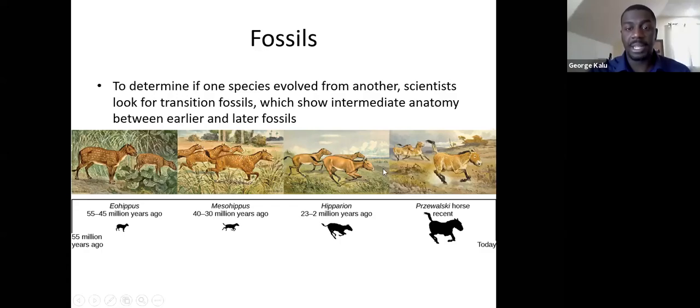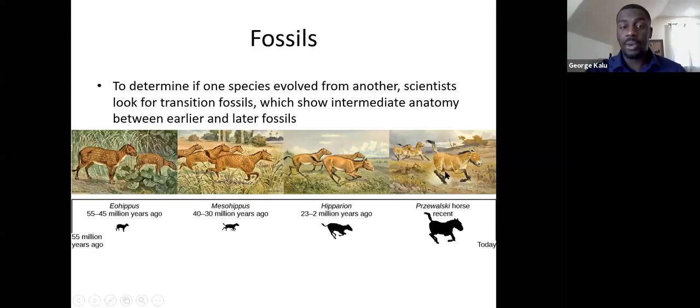So with the Hipparion, the head started to become a lot larger, started to look more like a horse. The body again starts to enlarge a little bit more. The hooves become more defined, and so on and so forth. These lived around 23 to 2 million years ago. And then from the Hipparion, we eventually reach the modern day horse.